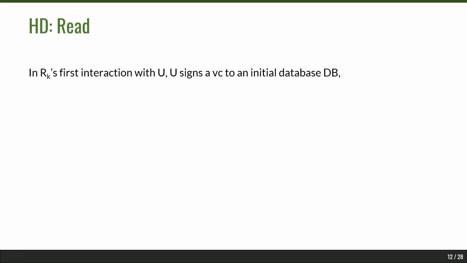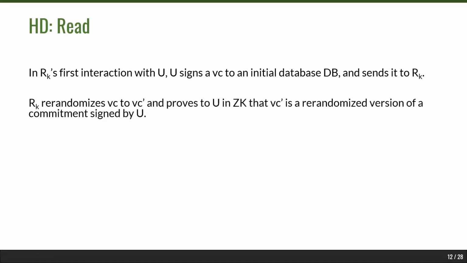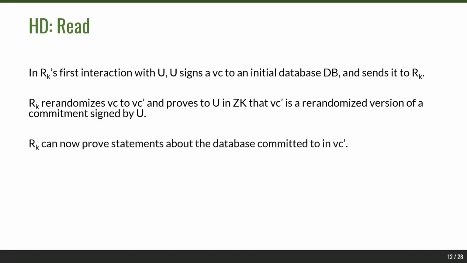We will now look at how we allow for read operations in our hiding database. When a reader first interacts with the updater, the updater signs a vector commitment to an initial database DB and sends both the database and this vector commitment to the reader. The reader then re-randomizes this vector commitment VC to VC dash and proves to the updater in zero knowledge that VC dash is indeed a re-randomized version of a commitment that was previously signed by the updater. The reader can now prove statements about the database committed to in VC dash to the updater.